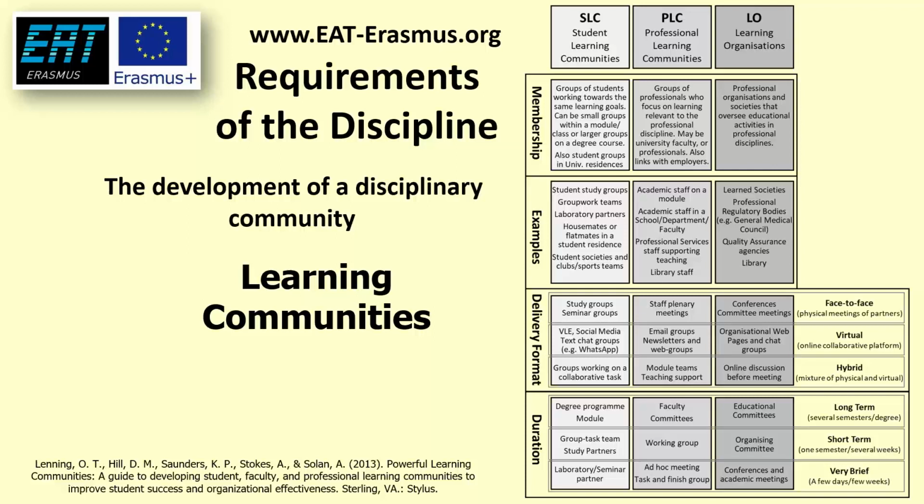So with student learning communities, the way in which those communities interact with each other are often small study groups or seminar groups or project groups. And they also interact through social media contacts as well. So either a virtual learning environment or social media such as Facebook or WhatsApp or similar sort of mechanisms like that. And it can be groups working on a collaborative task.